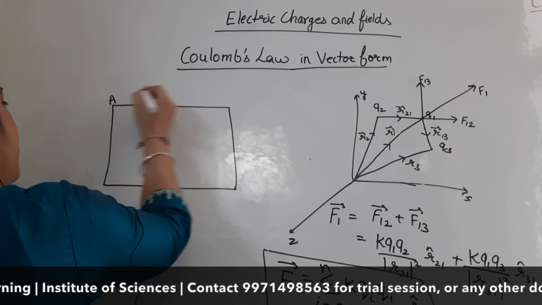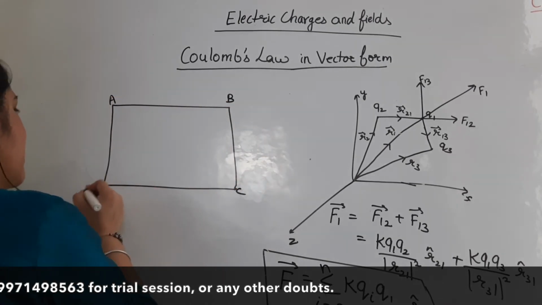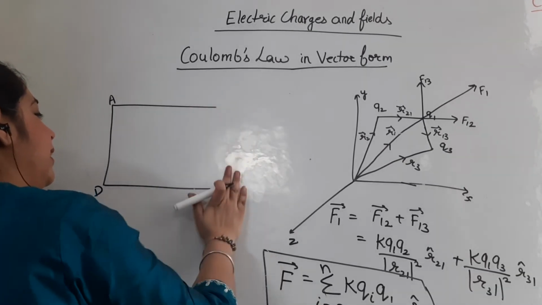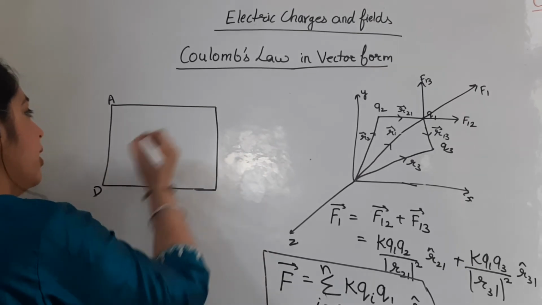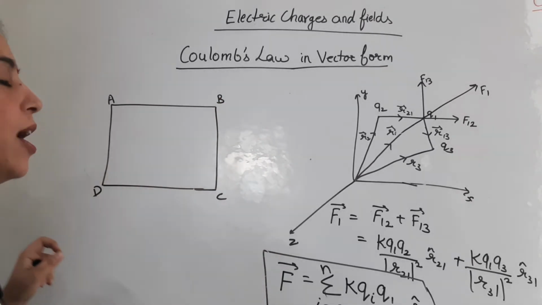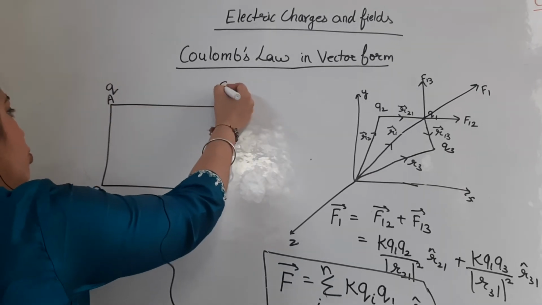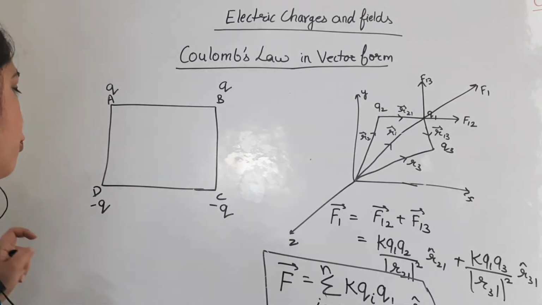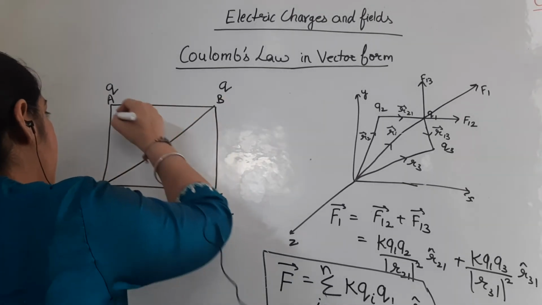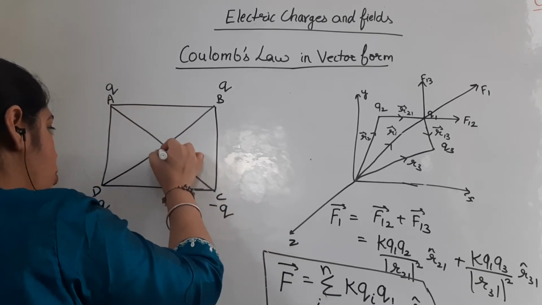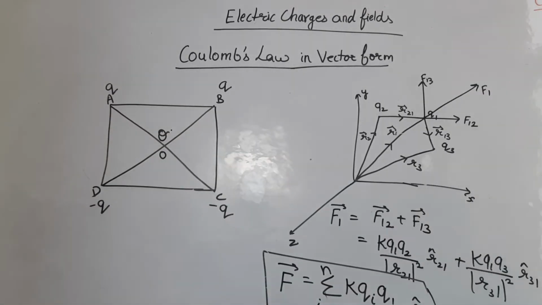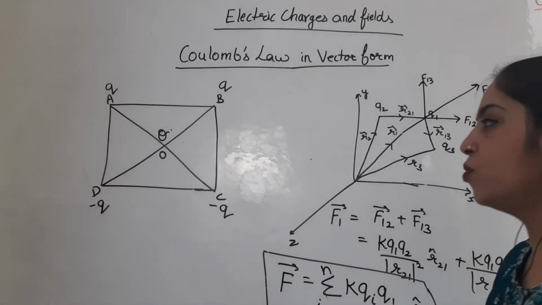So let's mark A, B, C, D. Let's consider it to be a square. It's not looking like a square to me, so let's correct it and make it a square. Now it is looking like a square. A, B, C, D. Let's mark the charges: Q, Q, minus Q, minus Q being the 4 charges kept at the 4 corners, and at the center O, let's keep a charge Q, and let's find out the force at the center.